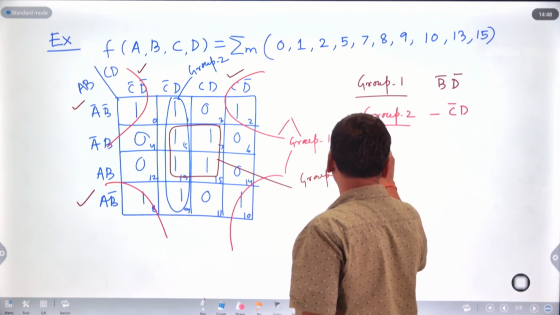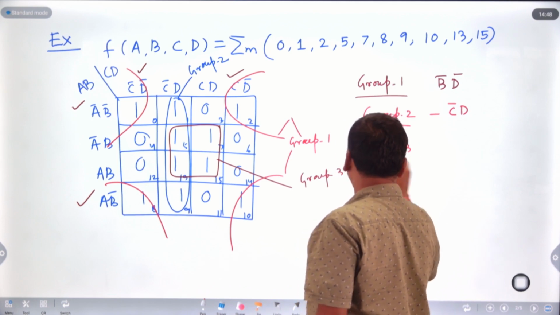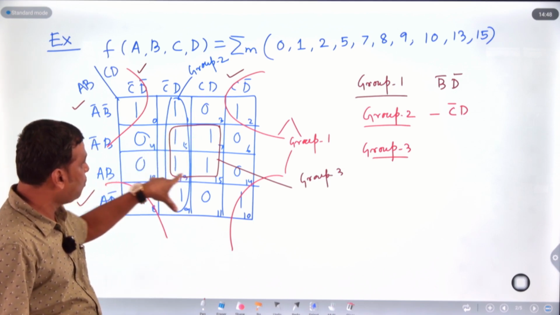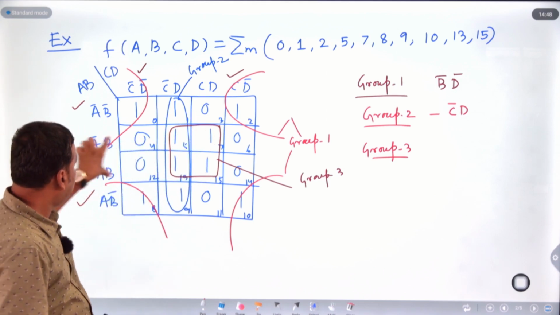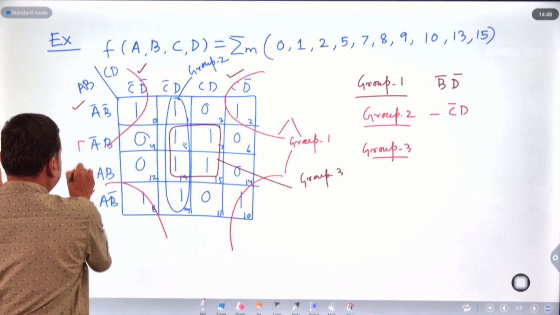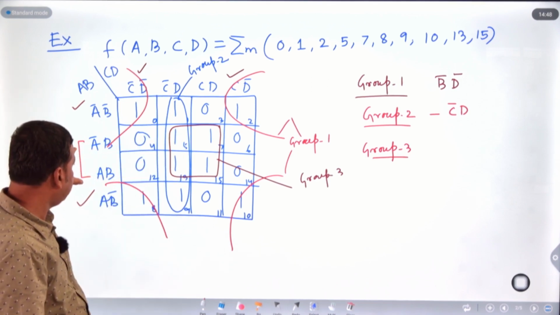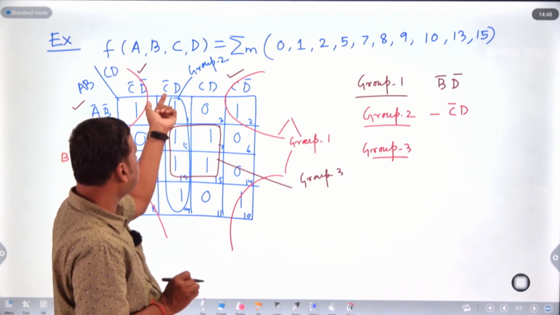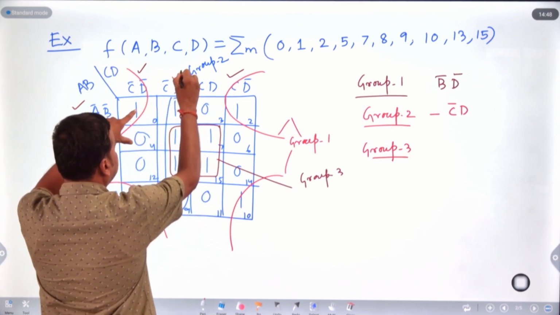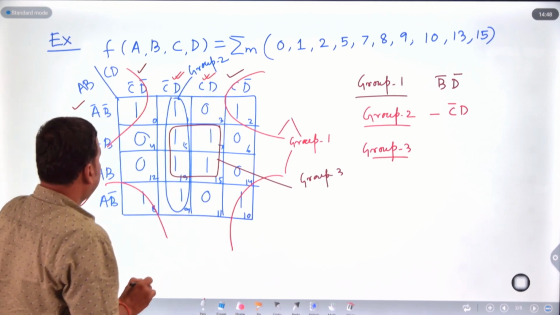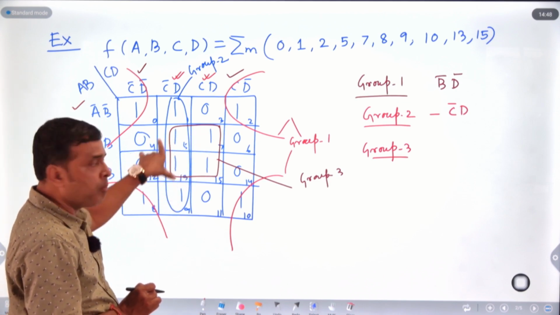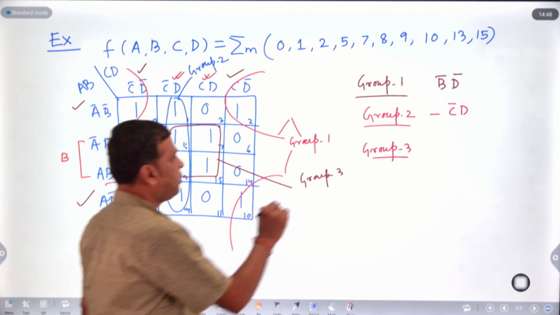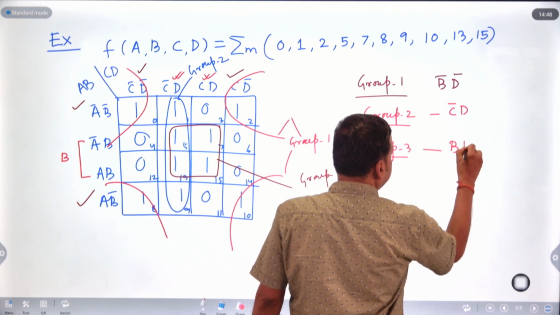Similarly, that is your group 3. In group 3, this is also a quad. 4 1s form a group. If you look at this here, the common is A bar B and A B, the common is B. And if you look at this side, the C bar D and this CD, the common is D. That means these 4 1s form a quad and gives you B and D. This group 3 result is BD.